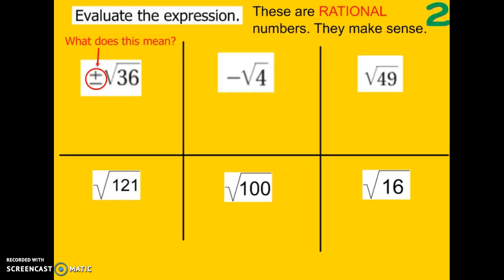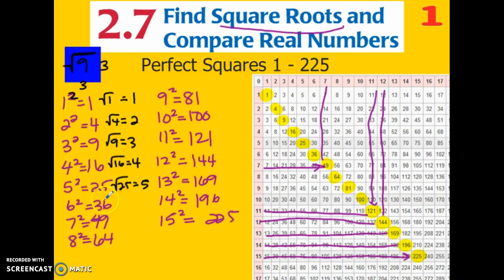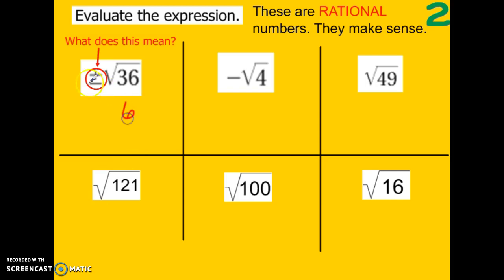So on our next slide here, we're going to first look at our rational numbers. These are numbers that make sense. What does this mean? It says this just means positive and the negative answer. We want both answers. So the square root of 36, well, right here, 36 and 6 go together, so the square root of 36 is just 6. So instead of writing plus 6 and minus 6, because they want both answers, we can just write plus or minus 6.